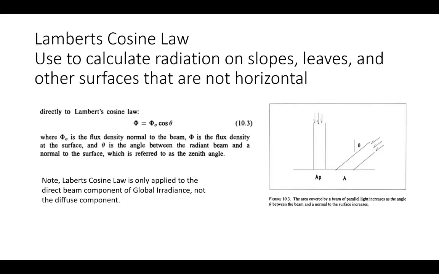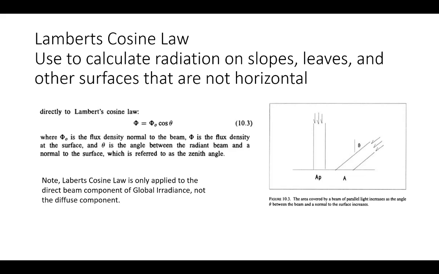Another important point: once we know the difference between a direct beam and diffuse radiation, we can calculate the impact of Lambert's cosine law on the amount of radiation incident upon a surface, right? We're all sort of familiar with that. If we face our body right toward the sun, so that our body is normal to the sun's beams, then we feel a lot more energy than if we're at an angle, right?